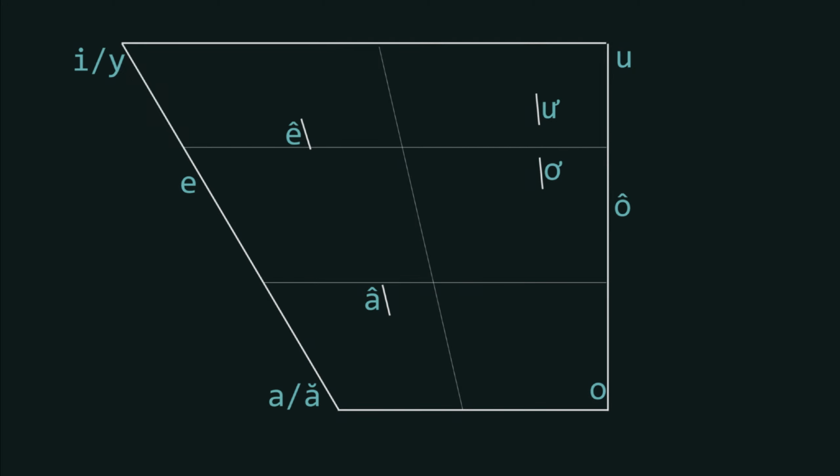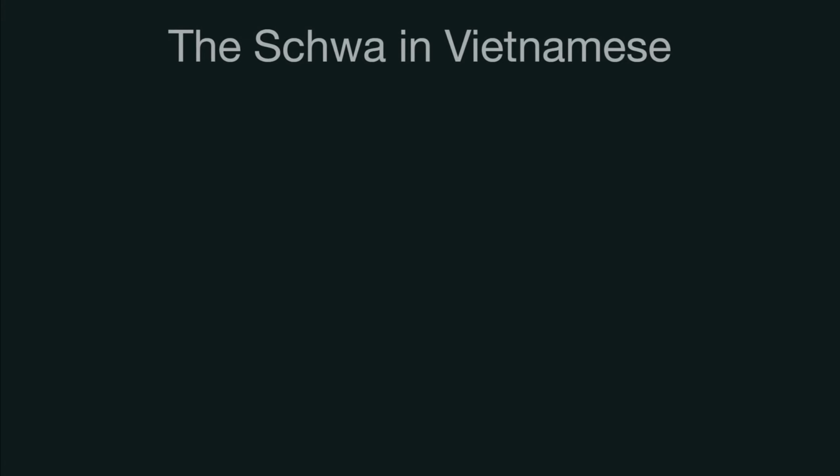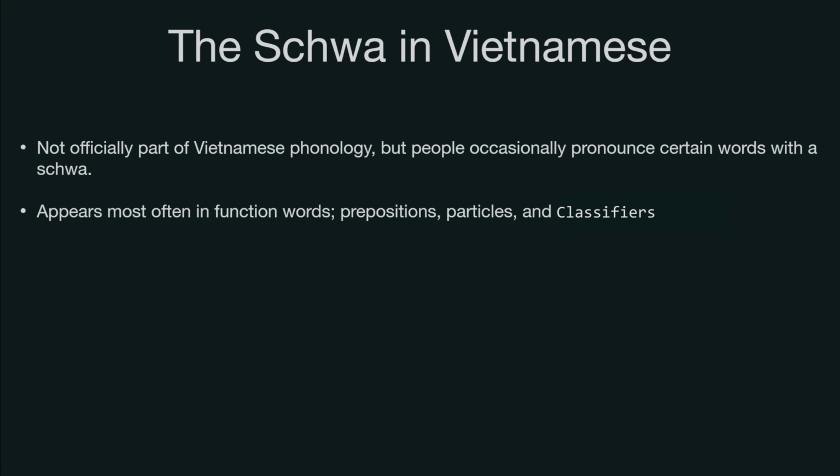Now, before I move on to the next section though, I do want to make a quick note on the schwa sound, because although schwa isn't an official sound used in Vietnamese, it actually is pronounced in a few words. You see it most often in common words that serve some sort of grammatical function, so things like prepositions, particles, and classifiers. And the reason you see it in those words specifically is because they have very little semantic content, and so they're very easy to predict, so you don't need to be too careful about how you pronounce them.